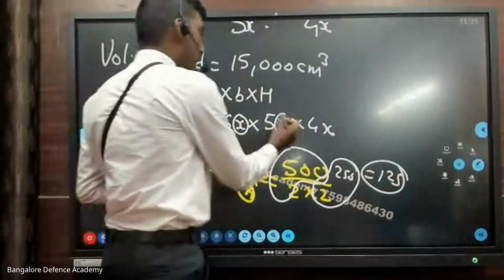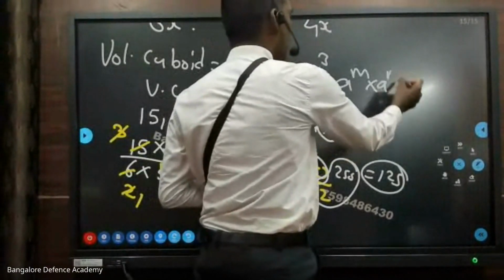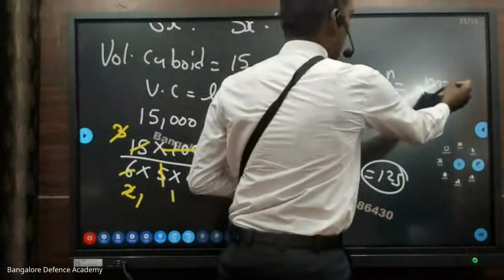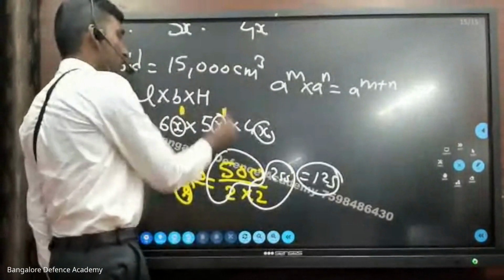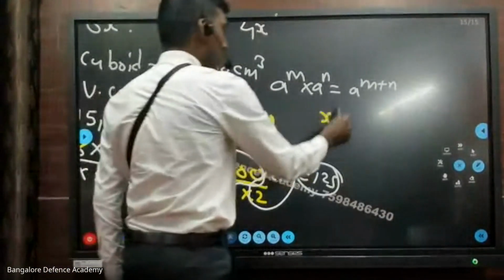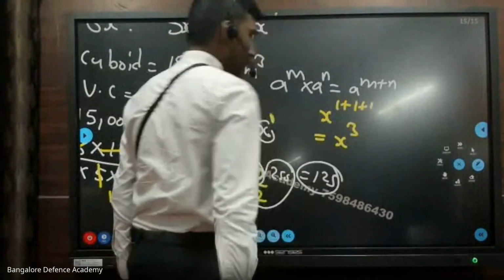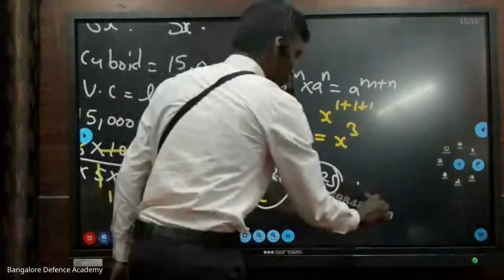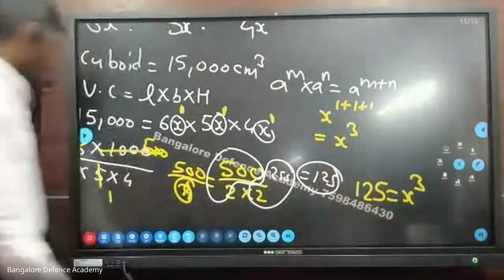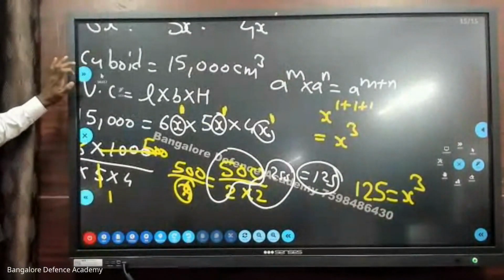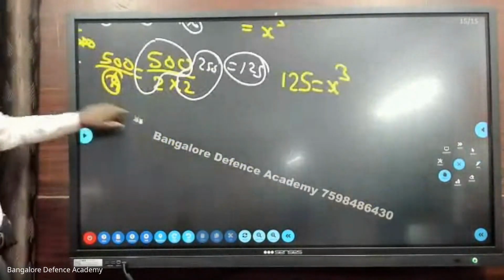x into x into x. What is the formula for 8 to the power of m into 8 to the power of n? 8 to the power of m plus n. x के ऊपर इधर 1 है, इधर 1 है, इधर 1 है. तो क्या हो जाता है? x to the power of 1 plus 1 plus 1. How much you get? x to the power of 3. So can I say 125 is equal to x to the power of 3? Yes or no?